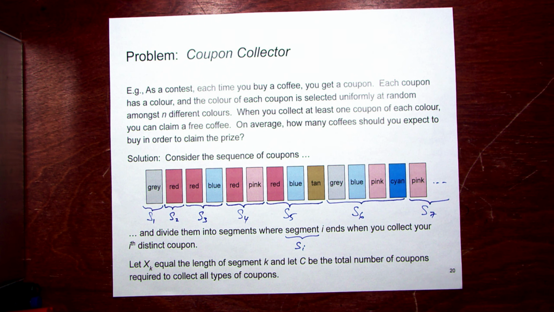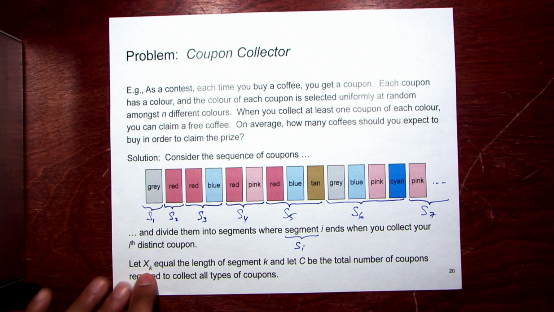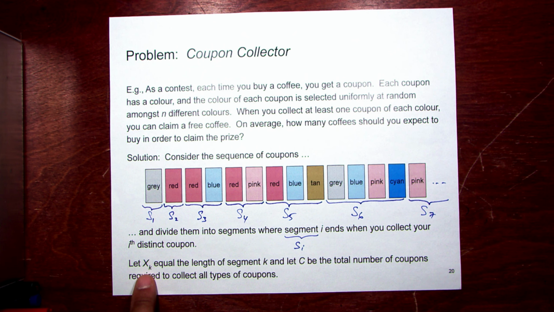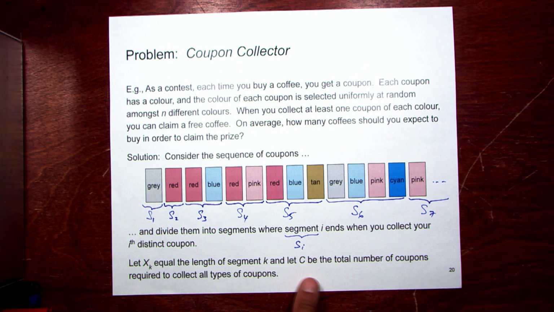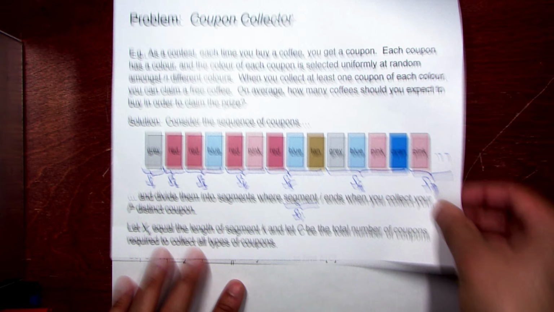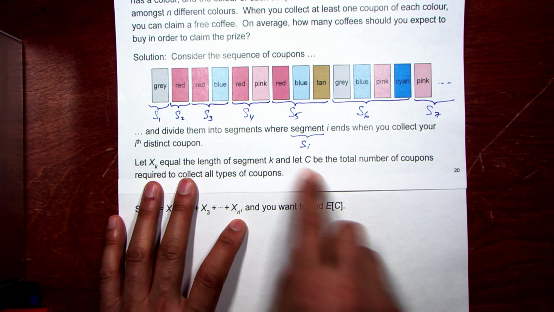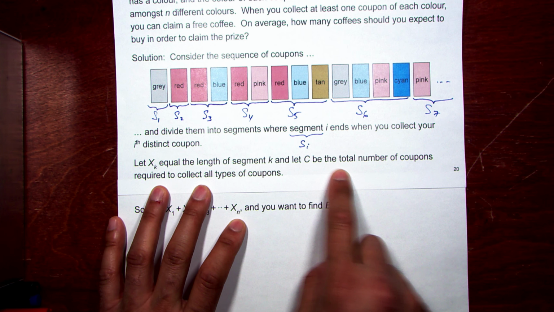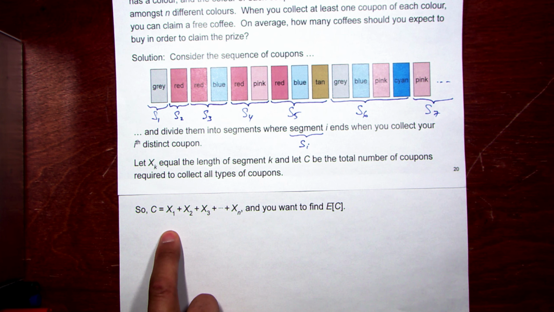The sum of all the segments, each segment is going to have a length of x sub k, and we're going to add them all up to find the length C, being all the coupons that you collected. So C is the total length of this process, the total number of coupons you collect. It's going to be x1 plus x2 all the way up through xn. And our goal here is to find E of C.